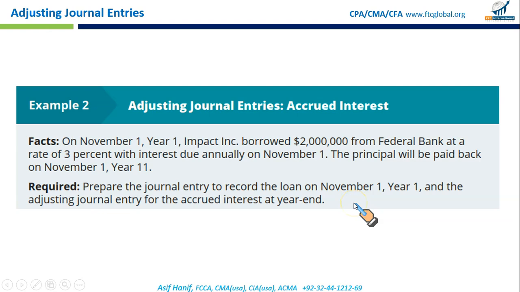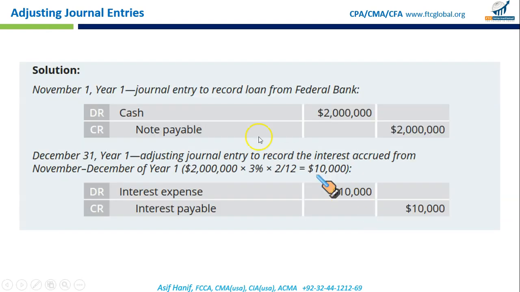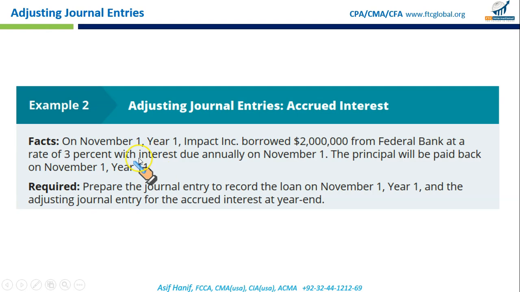So first of all, you receive a loan. So you debit cash, credit loan or note payable, whatever the term they might use, to record the journal entry for the loan from Federal Bank. And the second part says the adjusting journal entry for the accrued interest at the year end.